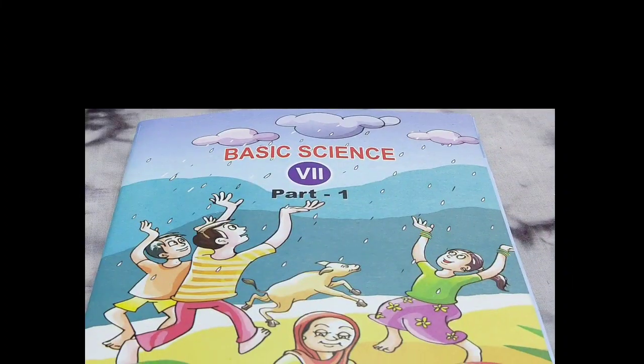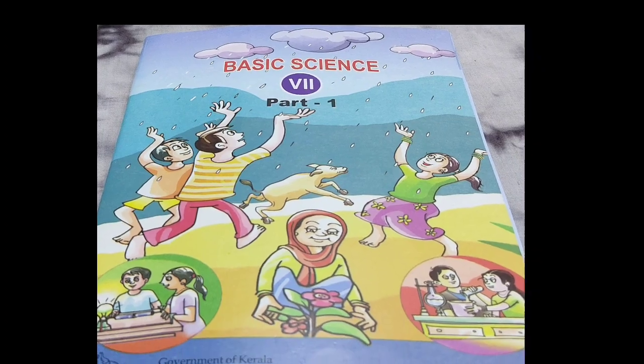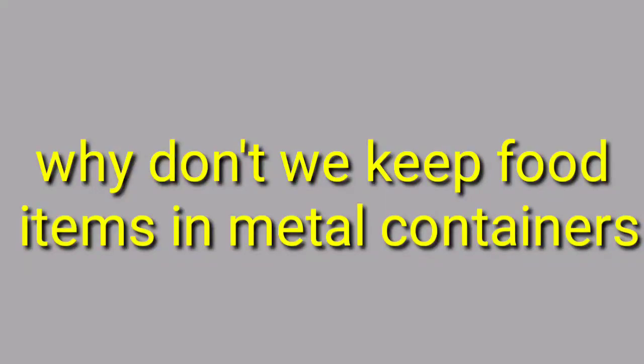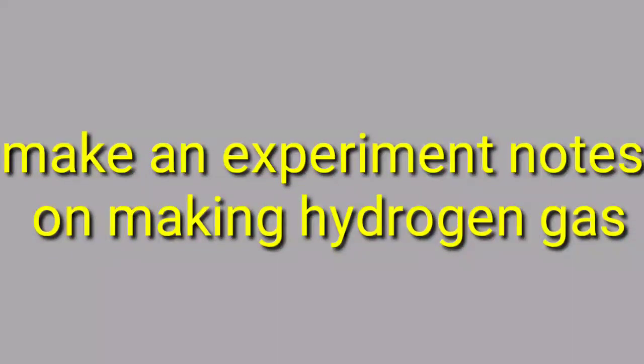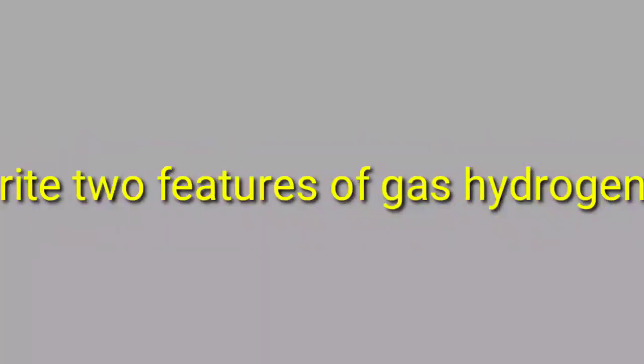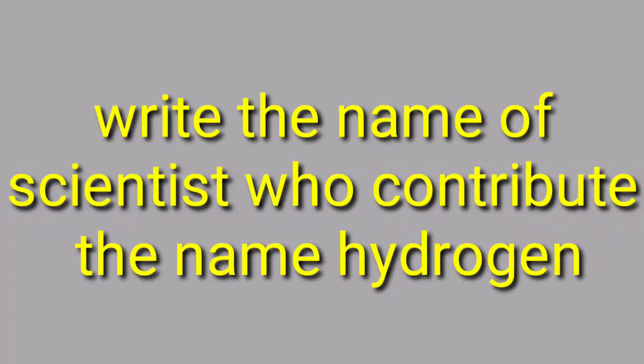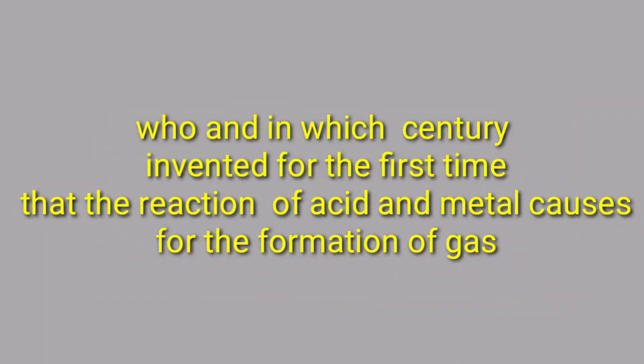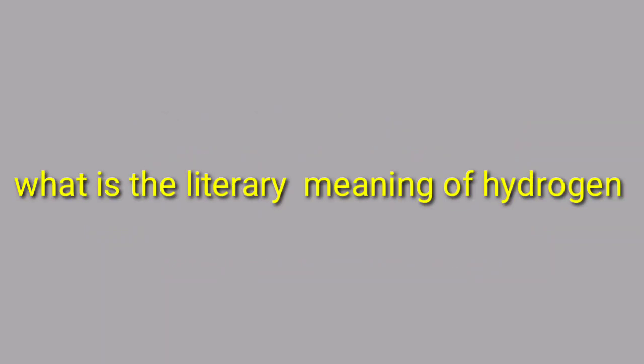Now let us make an evaluation by answering the following questions. Listen. Question number 1. Why don't we keep food items in metal containers? 2. Make an experiment note on making hydrogen gas. 3. Write 2 features of hydrogen gas. 4. Write the name of the scientist who contributed the name hydrogen. 5. Who, and in which century, discovered for the first time that the reaction of acid and metal causes the formation of gas?